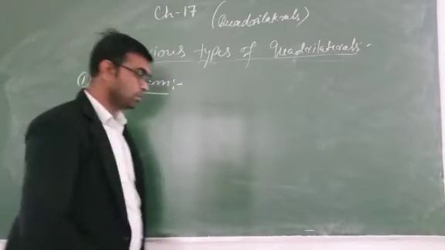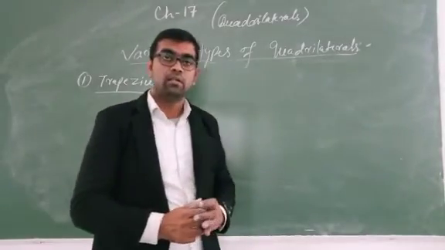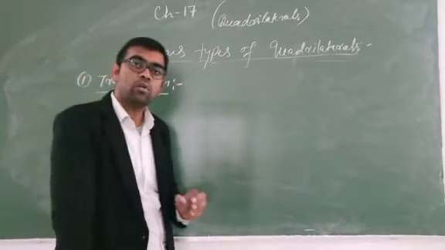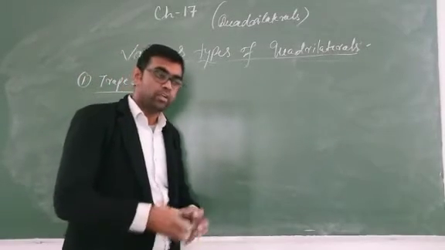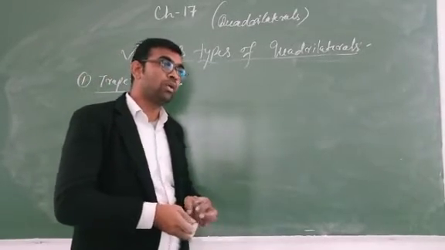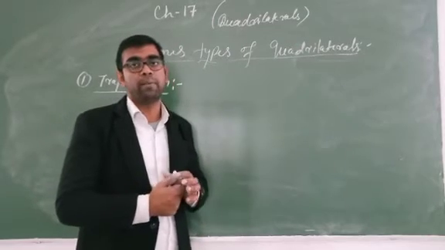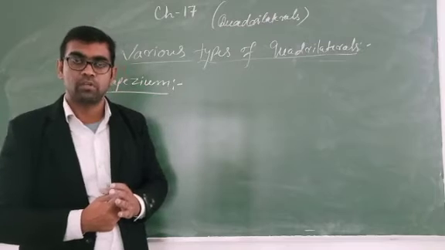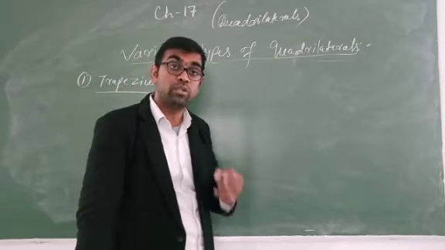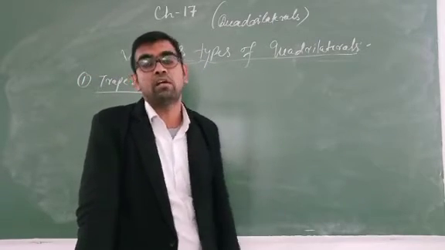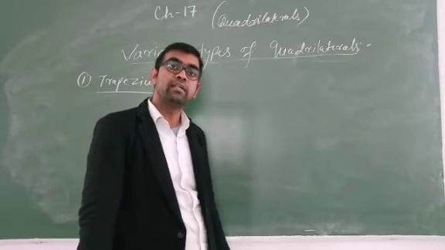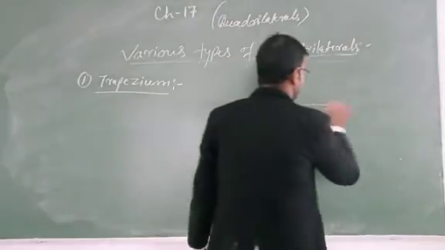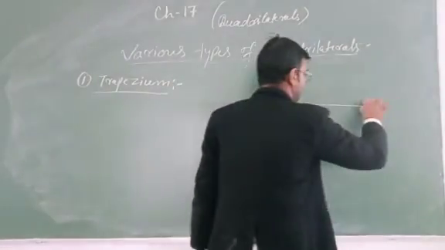What is a trapezium? A quadrilateral is said to be a trapezium if it has one and only one pair of parallel sides. So a quadrilateral in which one and only one pair of opposite sides are parallel will be a trapezium.